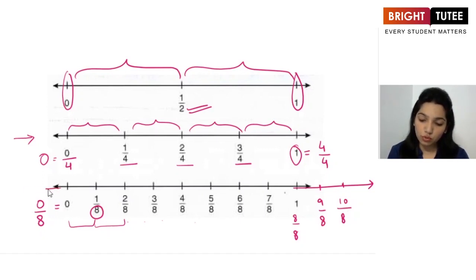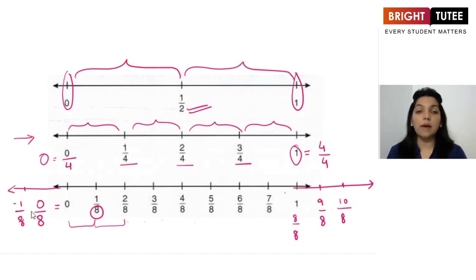Similarly, if you want to move on the left of this line, this is 0 over 8. So this side it will be minus 1 over 8, minus 2 over 8 and so on. So the number line goes on and on in both the directions. You just keep in your mind how many divisions do you want on your particular scale in between 0 and 1. I hope this makes some sense.